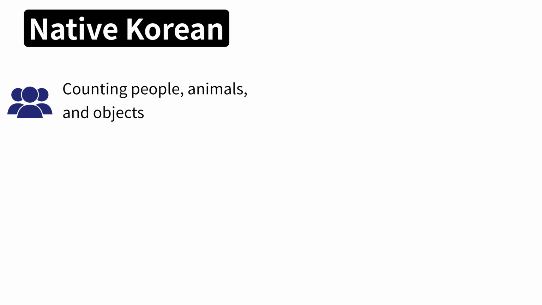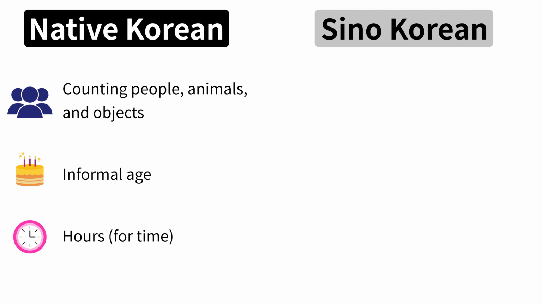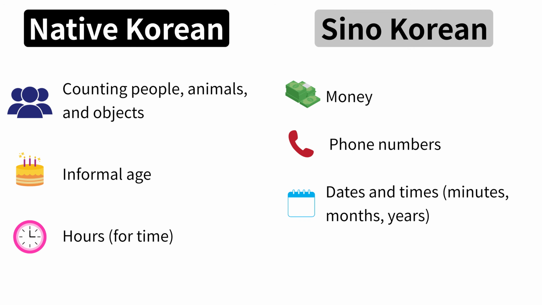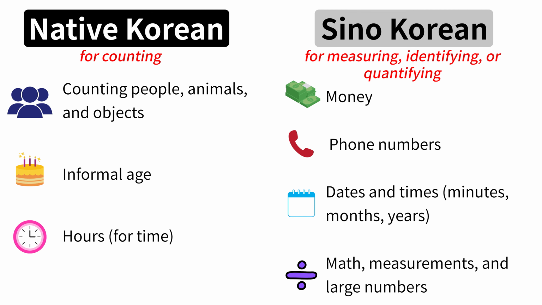So when do we use each system? Well, use Native Korean for counting people, animals, and objects, telling informal age and hours as in time, while Sino-Korean is used for money, phone numbers, dates, times, math, measurements, and large numbers. So here's a really simple tip. Native Korean is for counting, and Sino-Korean is for measuring, identifying, or quantifying.